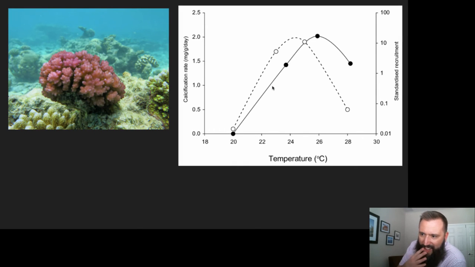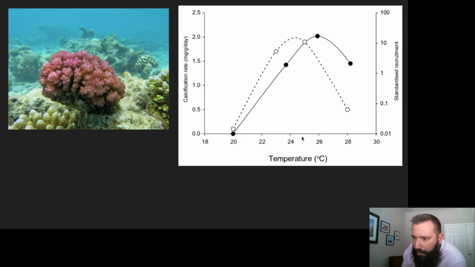So here's what a tolerance curve might look like for coral. This is a species of coral found within Hawaiian waters. Hawaiian waters, ocean temperatures tend to be around 25 to 26 degrees Celsius. So let's take a look at the calcification rate. That's going to be the line with the white circles here. The calcification rate is the rate at which calcium carbonate is produced by the coral polyps themselves.